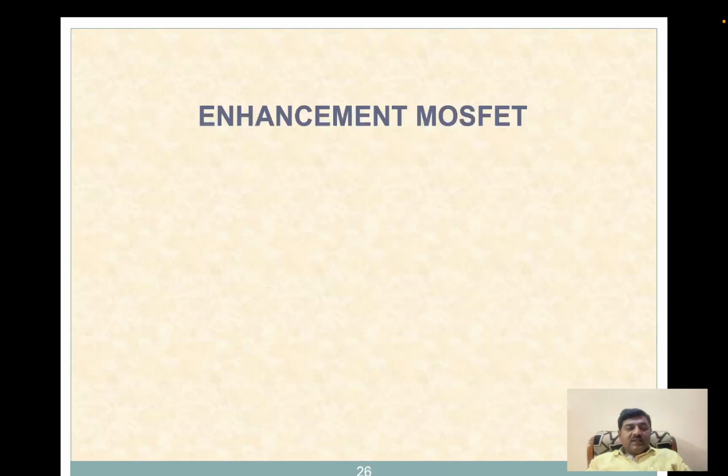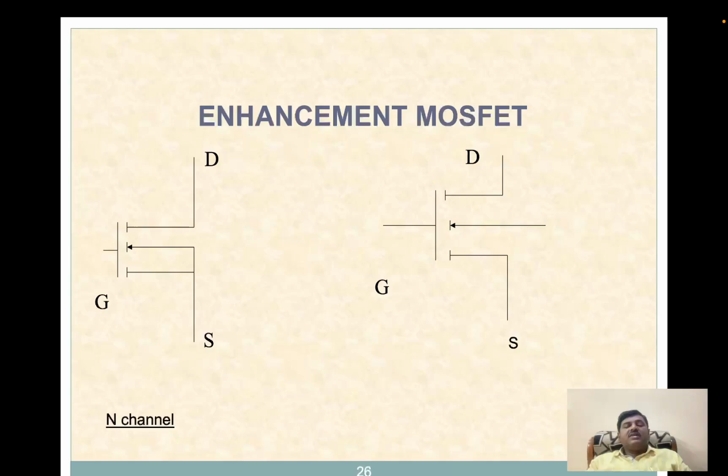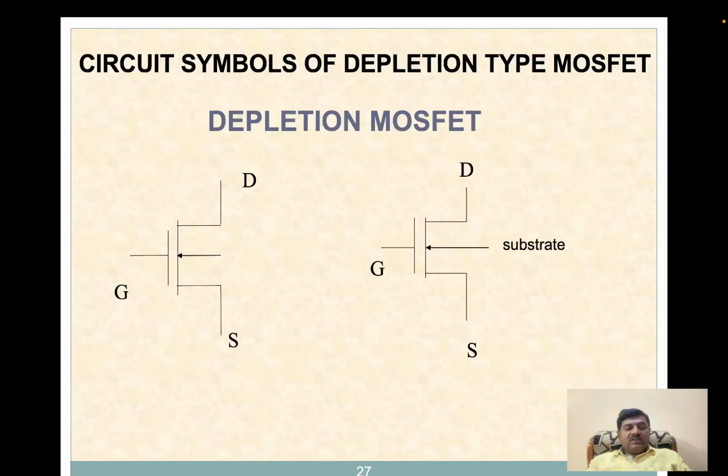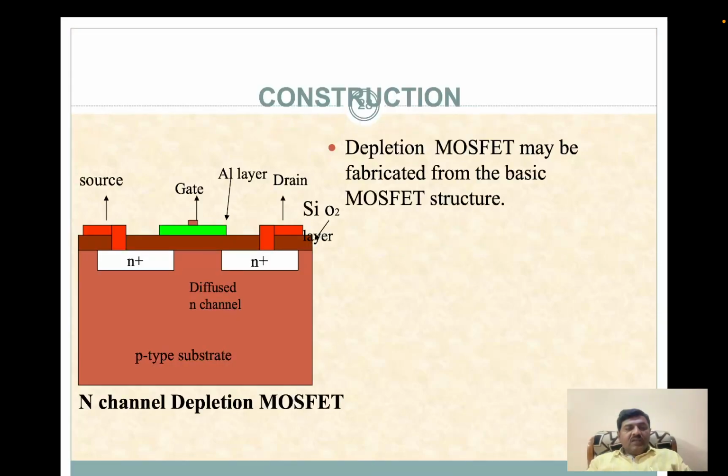So next, coming to the next one, enhancement kind of MOSFET. This is the symbol for an enhancement type of MOSFET. This is N-channel enhancement MOSFET. So this is a depletion MOSFET. Again we'll see the construction of a depletion MOSFET. It is similar to that of an enhancement kind of MOSFET.